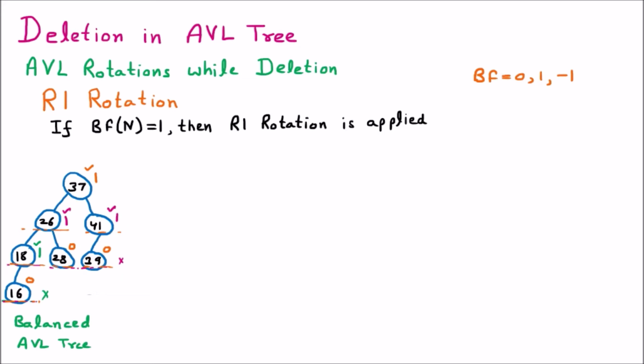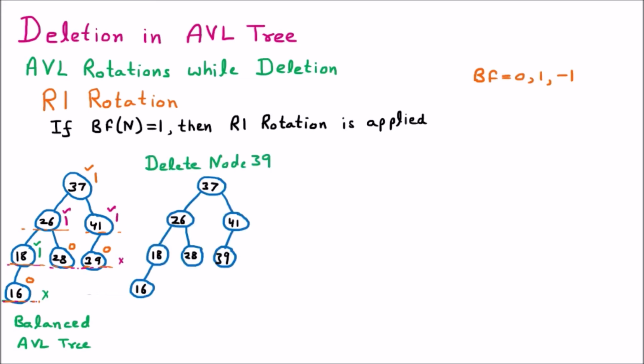Now let us suppose that we are going to delete a node from this tree. Let us suppose we want to delete node number 39. So here we have the existing tree, and out of that we have to delete node number 39. So node 39 will be deleted from this tree. Now we have the remaining tree after deleting node 39.